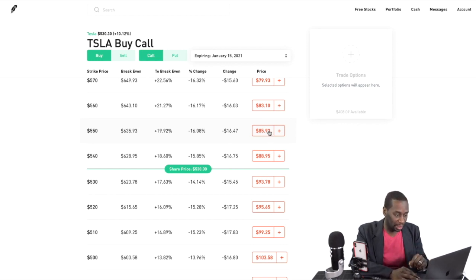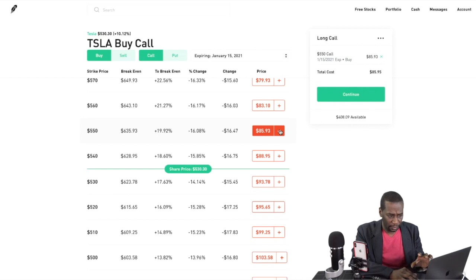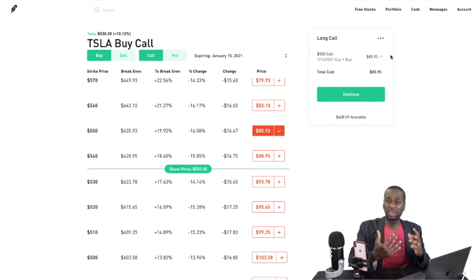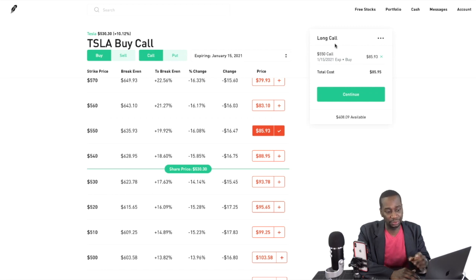Go ahead and click the plus sign right here. Over here to the right, it's going to say you want to be long a call. So long just means you own something. You want to be long. You want to own this option. So don't let the terminology throw you off. So we're long an option.